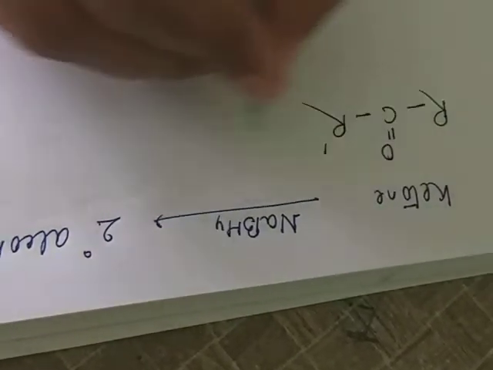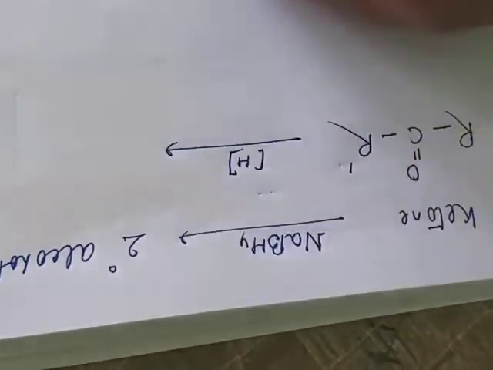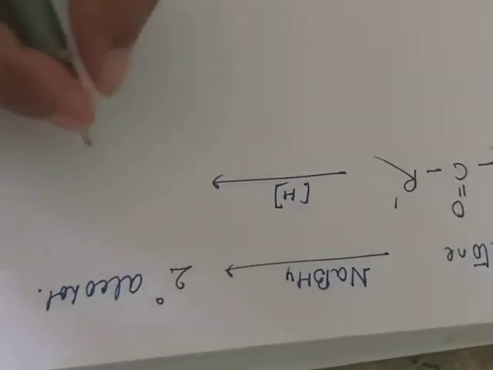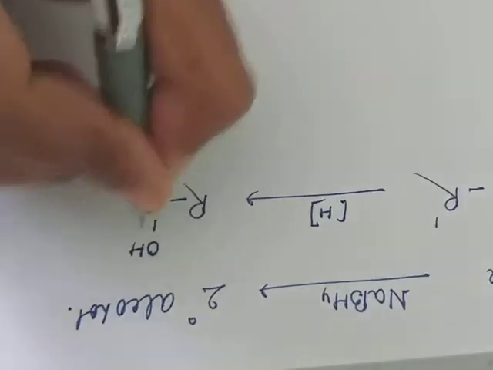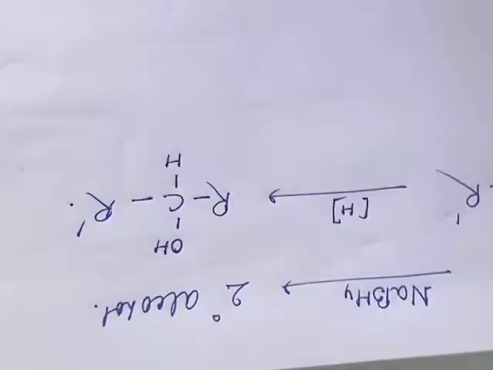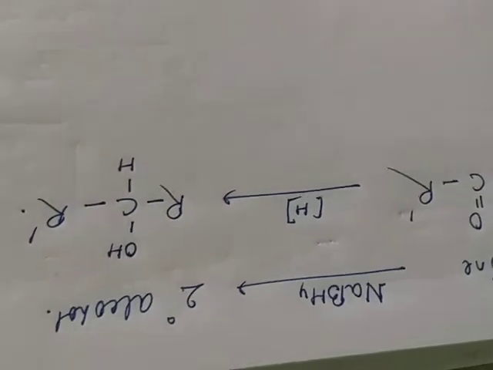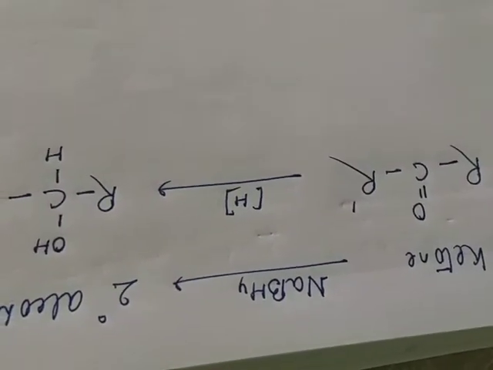Similarly, if you start with a ketone, it requires a relatively stronger reducing agent, for example NaBH4, then it succeeds to give secondary alcohol. We have R C double bond O R dash, in presence of this nascent hydrogen by sodium borohydride, we will be able to synthesize secondary alcohol. That is, propanone will give isopropyl alcohol.